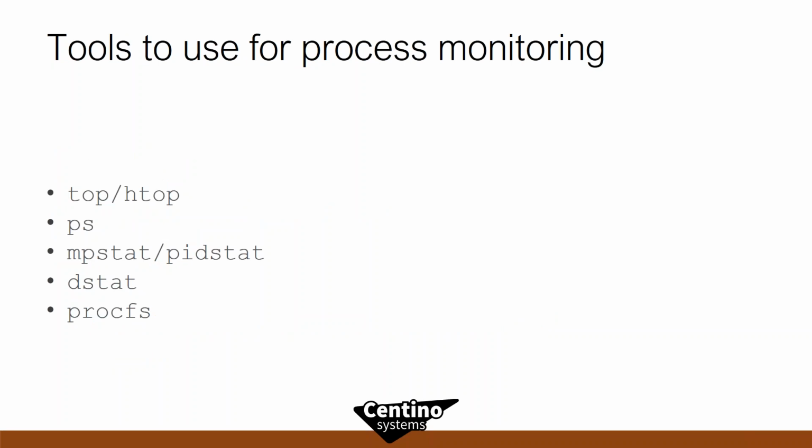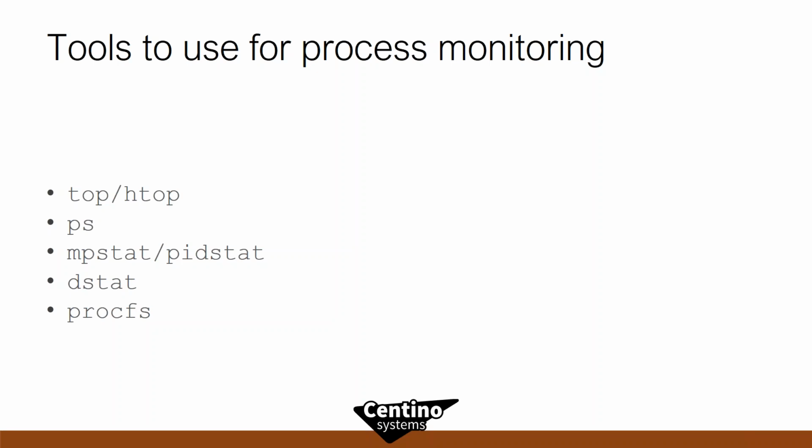So what are some of the tools that we use for process monitoring on Linux? As Windows DBAs, you're probably used to using Task Manager and things like that to get a point-in-time view of what's going on in your system. Well, the analogous tool in the Linux world is Top, and another tool called HTop.